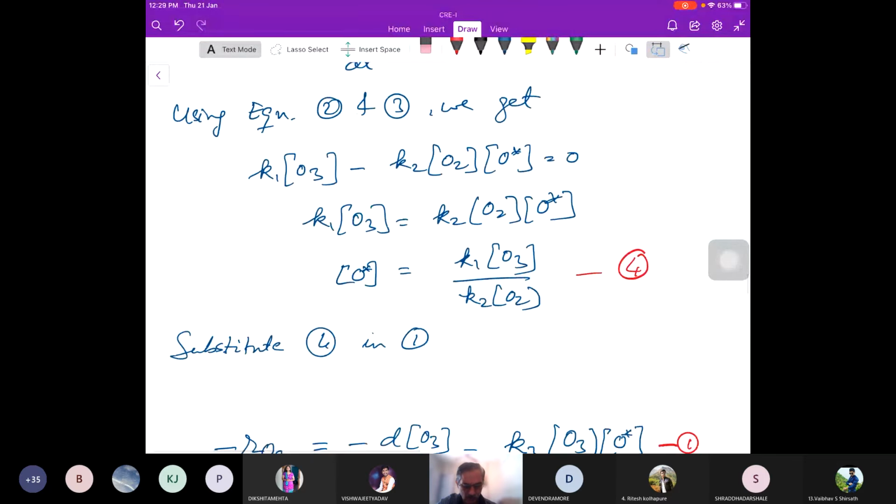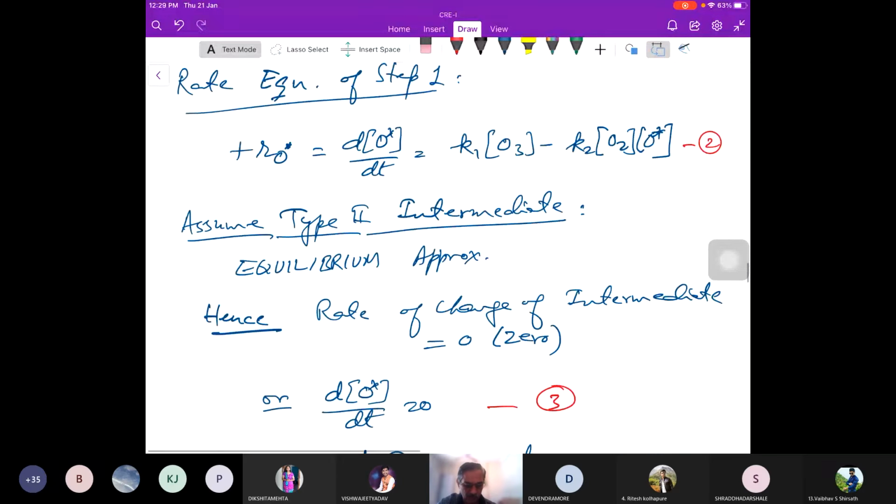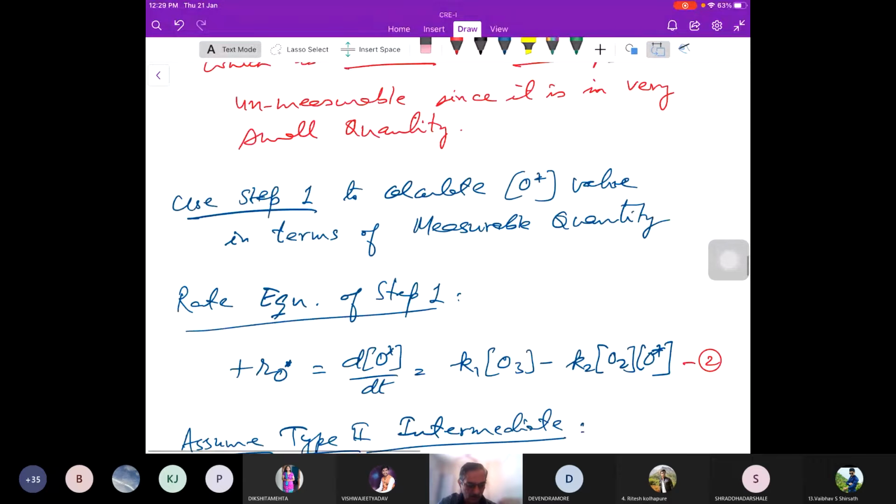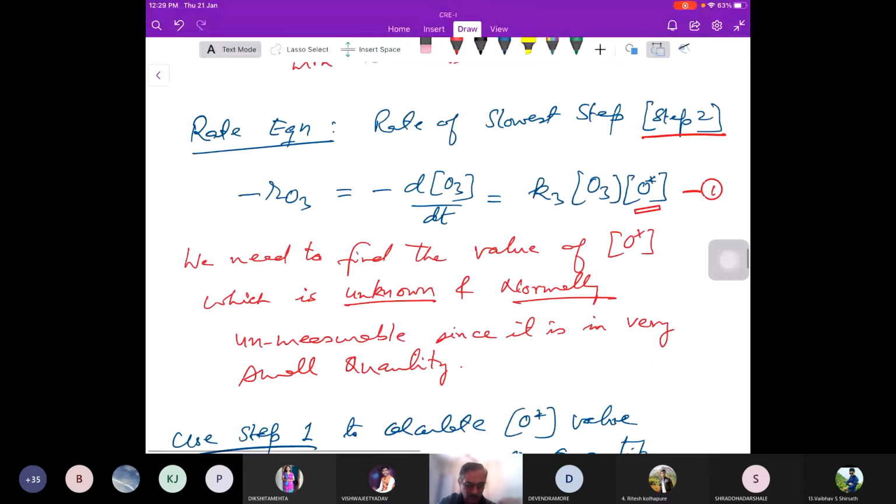So now we know what is O star. O star is equal to K1 into O3 concentration upon K2 into O2 concentration. You can substitute for O star in equation 1, which was this rate equation for decomposition, step 2. Step 2 was this rate controlling, ये था ना? This is your rate controlling step. तो इसमें हम O star का वैल्यू डालेंगे and what we get is rate for decomposition of O3. ठीक है?